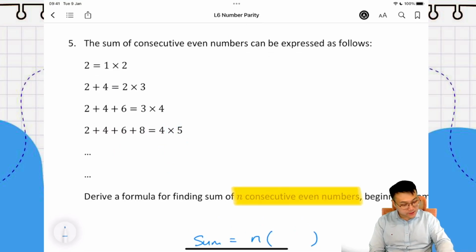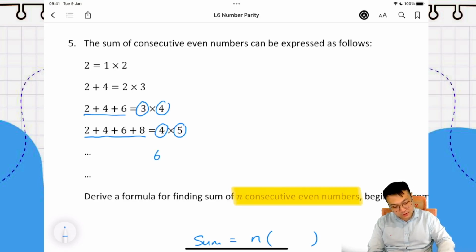We are looking for a pattern here. If I have 3 numbers, I start with 3. The next number is 3 plus 1, right? If I have 4 numbers, I start with 4. The next number is 4 plus 1, which is 5. If I have 6 numbers, the next number will be 7. You have 7 numbers. So it's n plus 1.